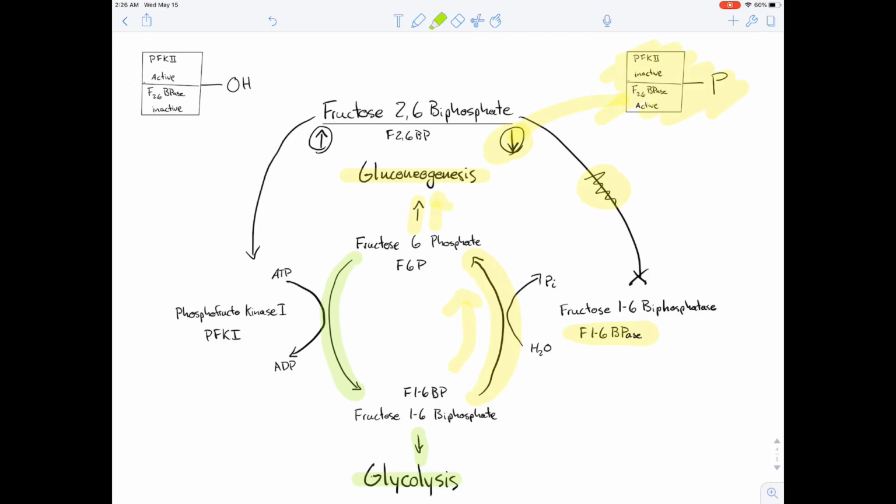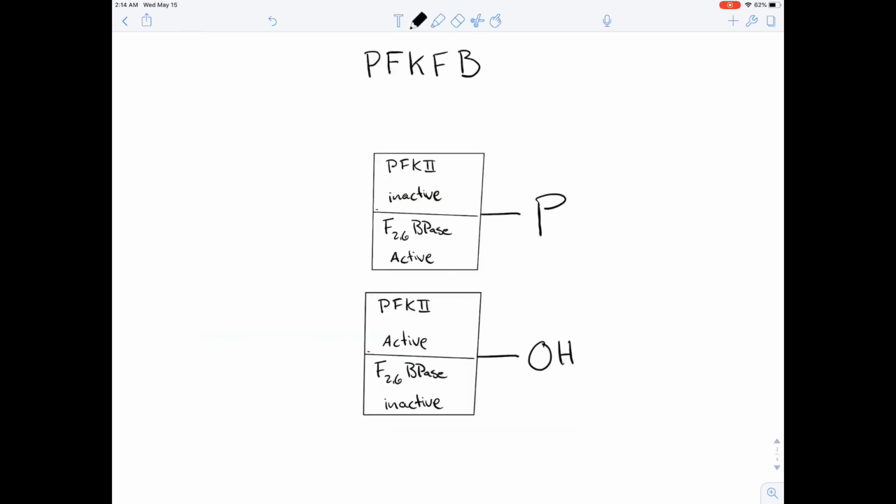Now, conversely, we can see that when the combined enzyme PFKFB is dephosphorylated, PFK2 is activated. This leads to an increase in F26BP, which stimulates PFK1, therefore stimulating the conversion of F6P into F16BP, therefore leading the reaction towards glycolysis. Make sense? Perfect.